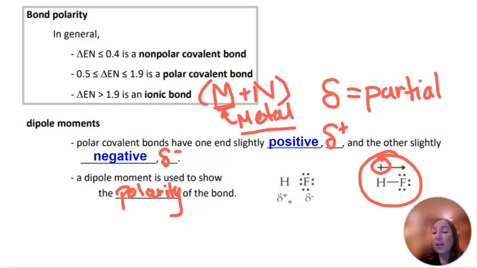So with HF, the hydrogen side is slightly positive, delta positive. The fluorine side that's pulling electrons towards itself is slightly negative. And we draw the polarity arrow from the positive end toward the negative end. And then this crossbar on the H reminds me of a plus and reminds me that that end is slightly positive.